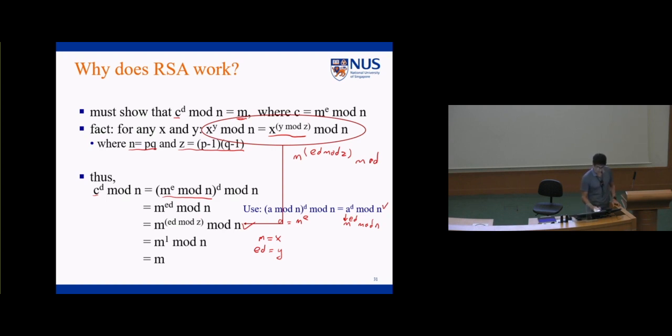And remember how I have chosen z. I chose z such that ed minus 1 is exactly divisible by z. In other words, ed mod z was equal to 1. And therefore, this portion is just 1. And then I have my m mod n. Because m is a small number compared to n, it is just m. So this is why RSA works.